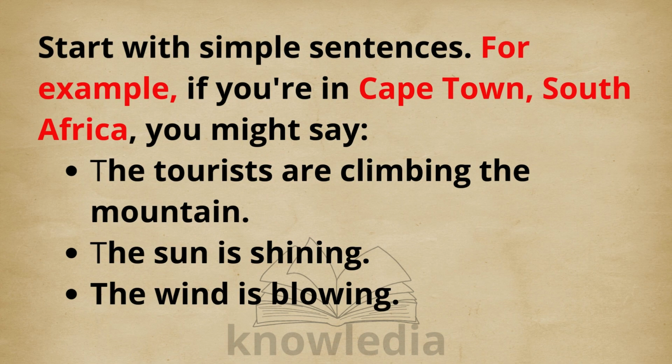Start with simple sentences. For example, if you're in Cape Town, South Africa, you might say, the tourists are climbing the mountain. The sun is shining. The wind is blowing.